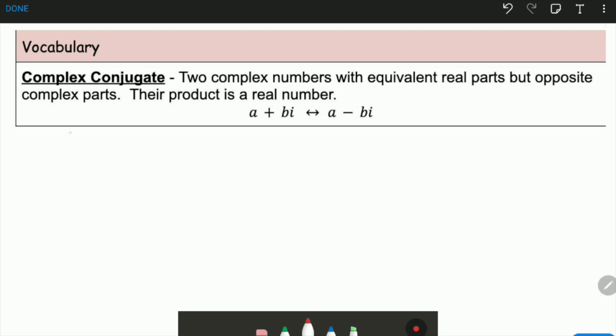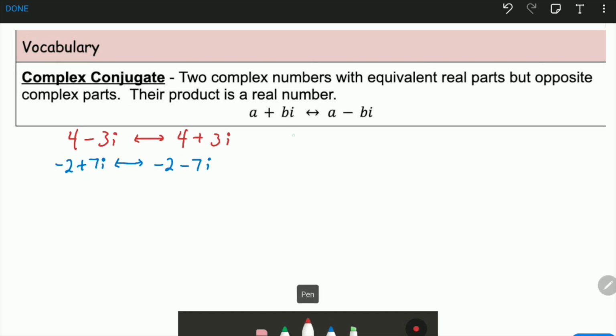So if I look at a simple complex number, 4 minus 3i, the complex conjugate would be keeping the same real part, but changing the sign of the imaginary part. There we go. Those two are complex conjugates. We have 4 plus 3i and 4 minus 3i. Similarly, negative 2 plus 7i and negative 2 minus 7i are complex conjugates. They have the same real part, but opposite imaginary parts.